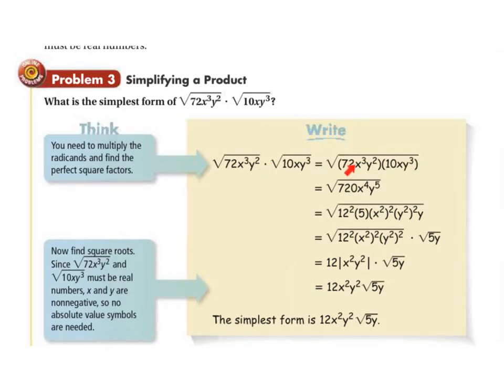Now, once you put them all under there, then look for ones you can combine. So 72 times 10 is 720. x cubed times x is x to the 4th. y squared times y cubed is y to the 5th. So now we've got them all together.